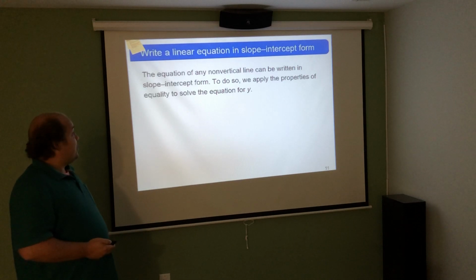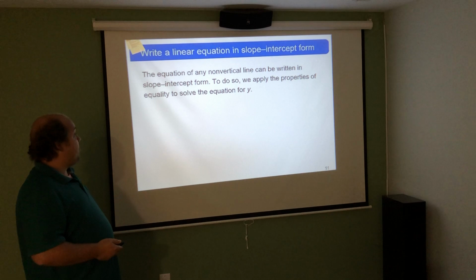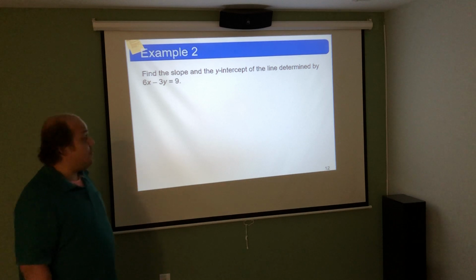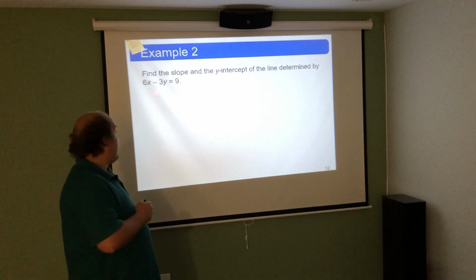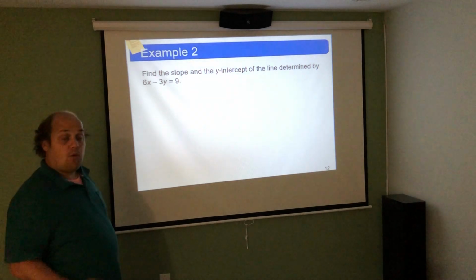Write a linear equation in slope-intercept form. The equation of any non-vertical line can be written in slope-intercept form. To do so, we apply the properties of equality to solve the equation for y. So if we want to find the slope and y-intercept of the line given by this equation, what that really is telling me to do is solve for 1y.